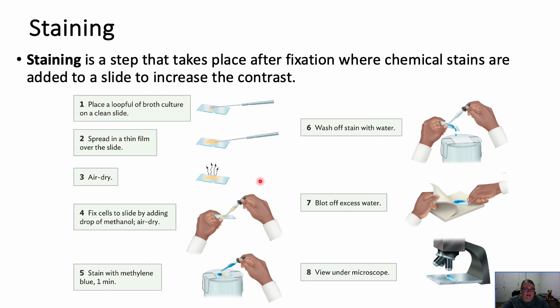Okay, but we're going to rinse the excess stain off. Okay, we're going to blot the excess water off. And then once it's air dried, we can use the slide underneath the microscope. So that is the simple staining step.